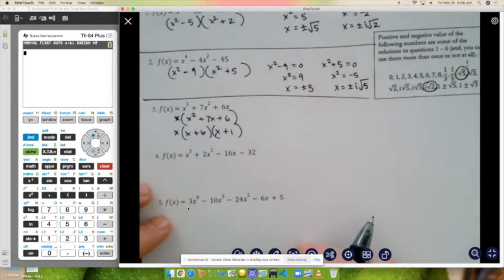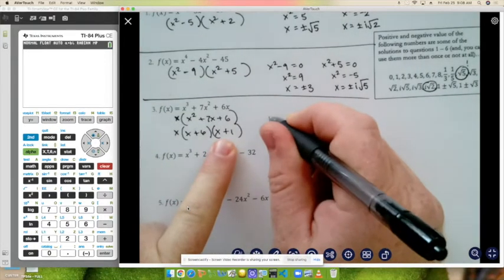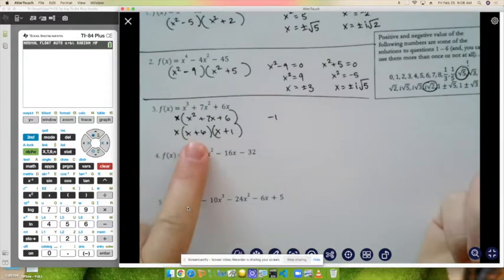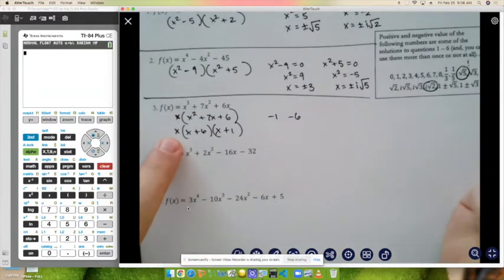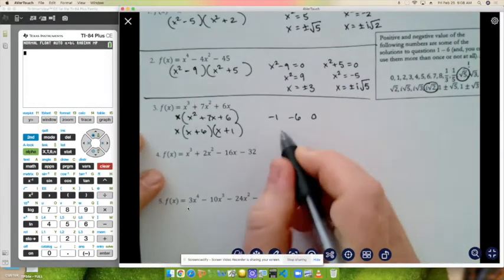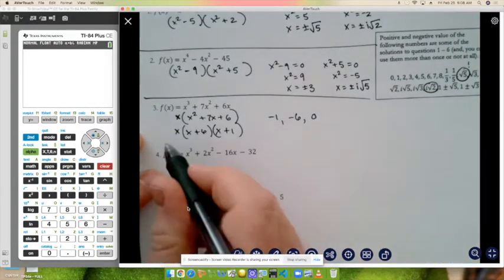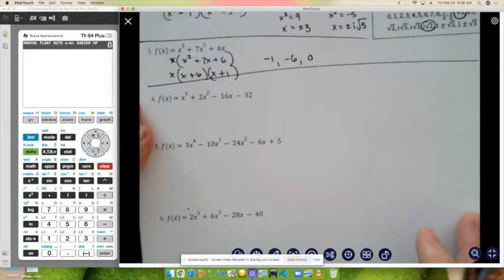So now I have my three factors. Those are going to generate my three solutions. What makes x minus 1 equal 0? Negative 1. What makes x plus 6 equal 0? Negative 6. And what makes x equal 0? 0. So my three solutions to that cubic are just negative 1, negative 6, and 0.